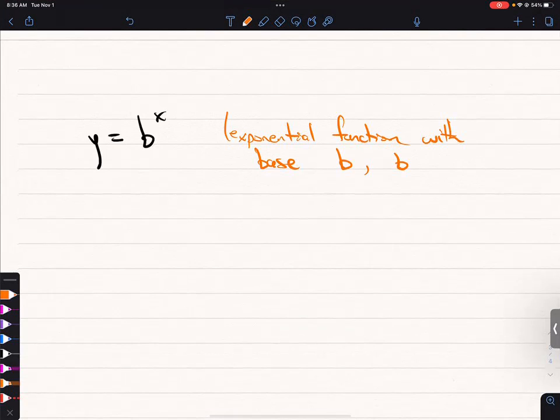And b is always going to be something positive, because if it's negative, weird stuff happens. It's the whole thing. So the base is always positive.